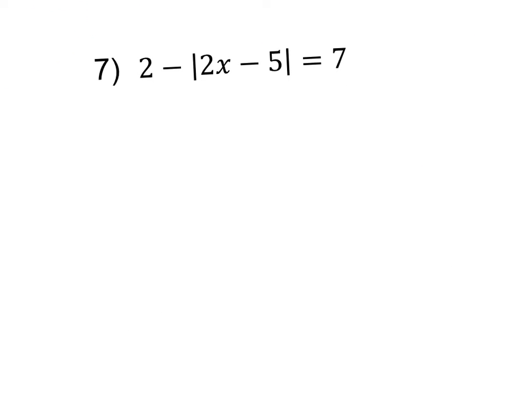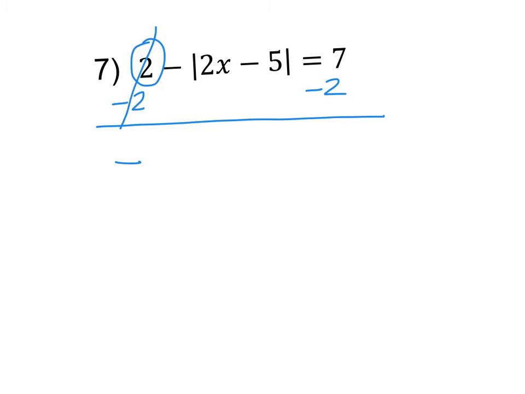All right, number 7. Let's see here. We have to get the lines by itself, so we have to get rid of this positive 2. We'll do that by subtracting 2 on both sides. 2's cancel out. We get negative absolute value 2x minus 5 equals 5.